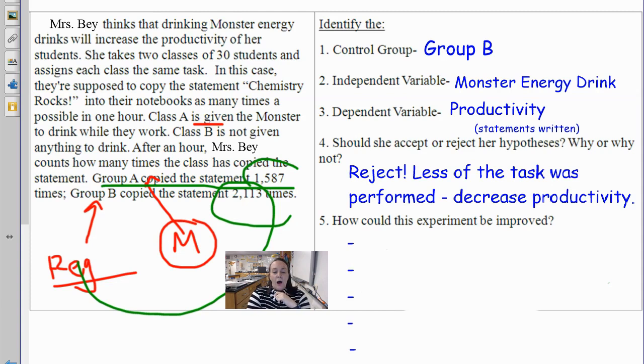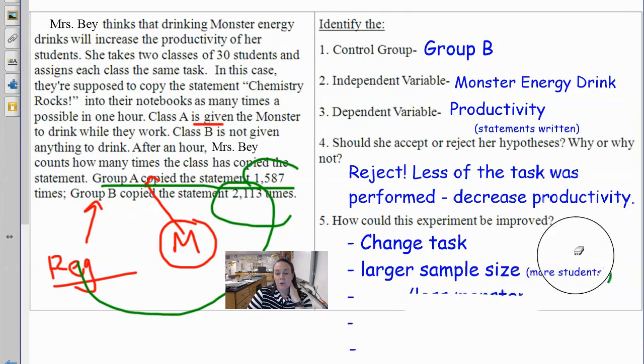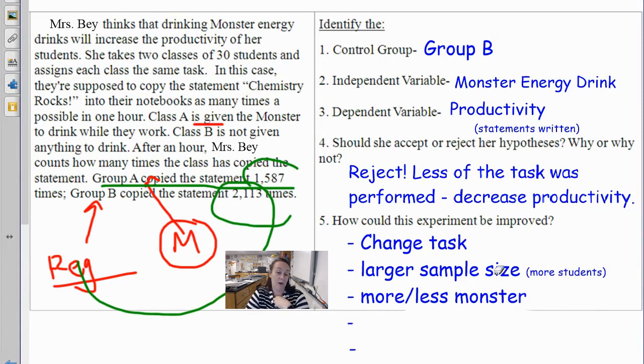So how could this experiment be improved? I've kind of gathered this list over the years. And so obviously you can always change the task. Maybe writing doesn't mean that you're super productive. A larger sample size is usually something you can always say. So doing it again, trying it again with more students. Maybe I gave them too much Monster. Maybe I didn't give them enough Monster.